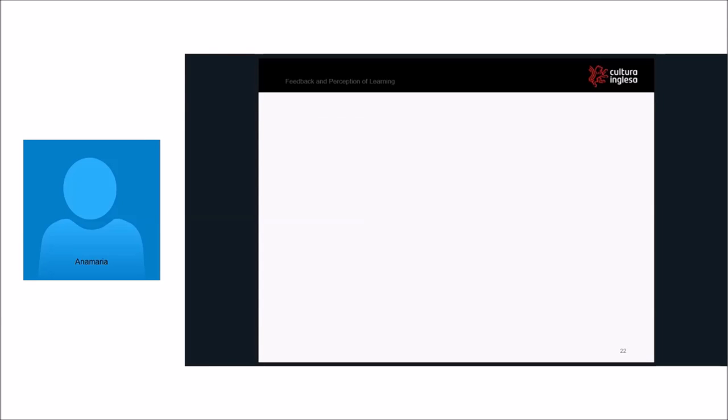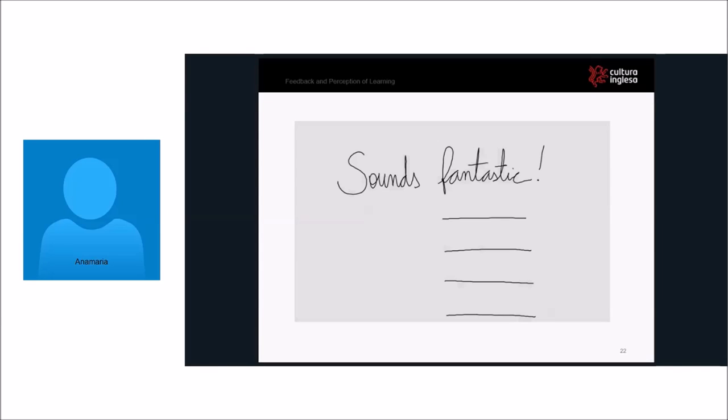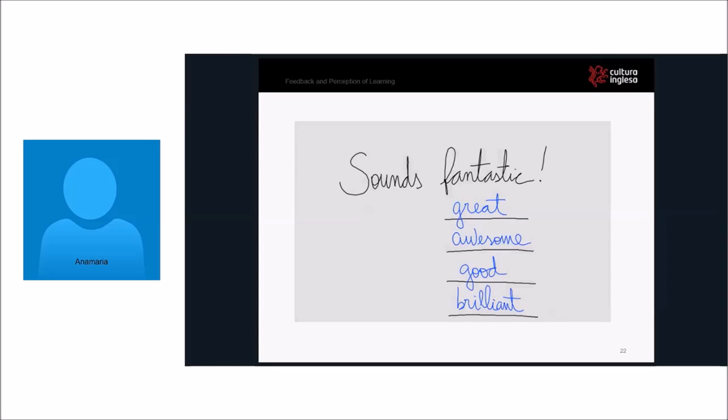So I wrote, sounds fantastic. And I asked them to work together in pairs or trios and come up with 4 other words that could replace fantastic, and the words had to be positive. So this is what they came up with: great, awesome, good, brilliant. And then, of course, followed by quick drilling. So they would say this with feeling, right? And again, copying, right?